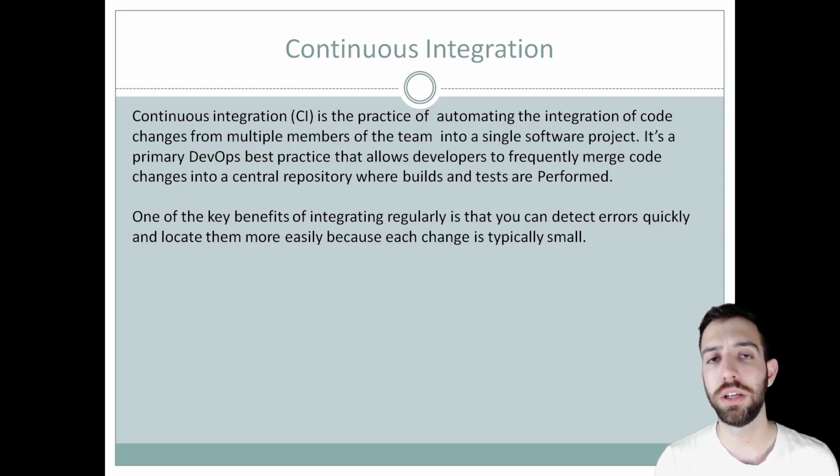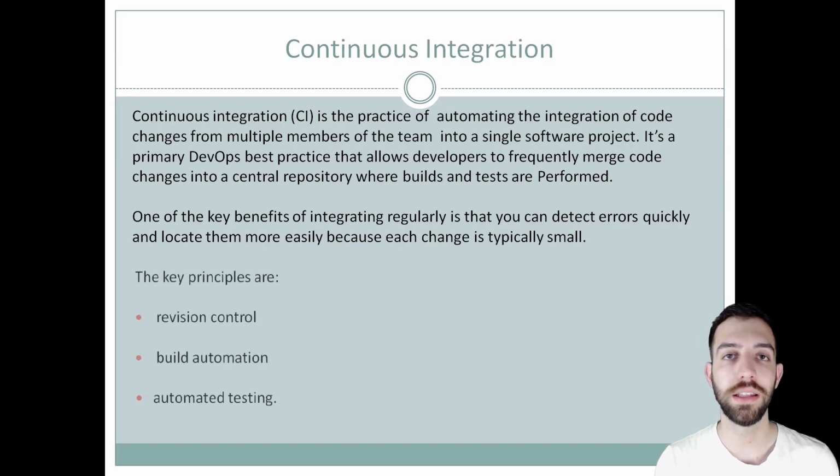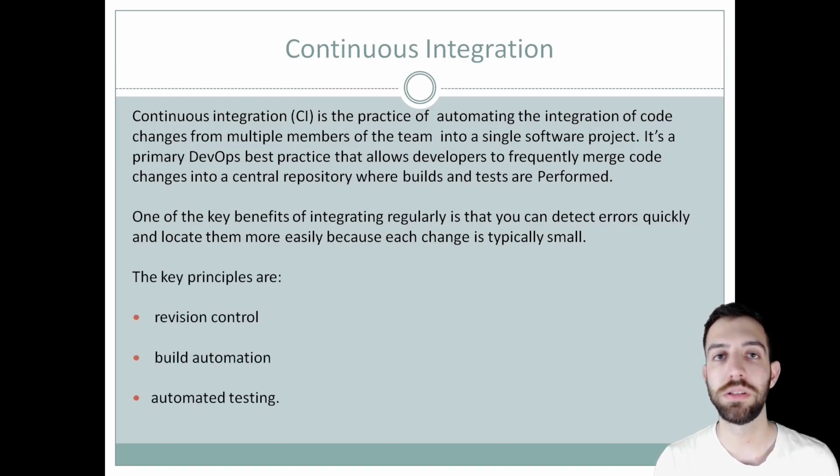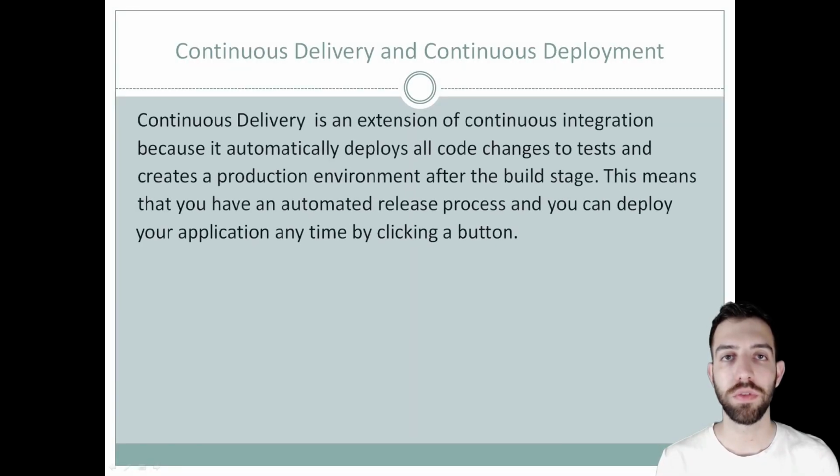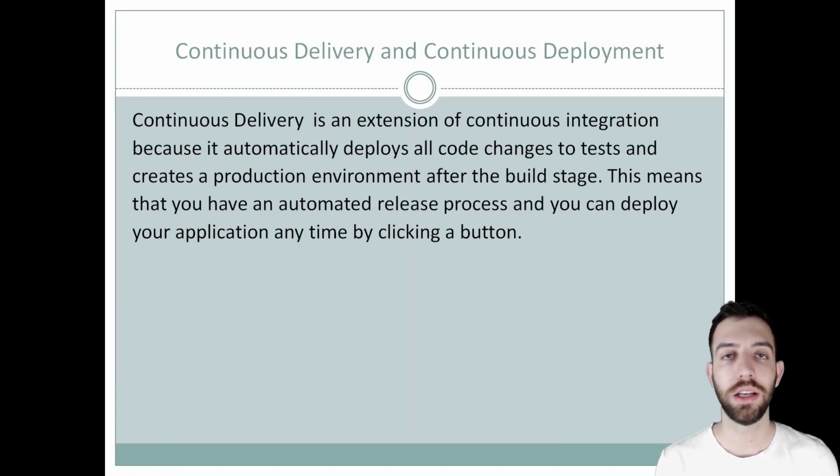Through the years, continuous integration has become the best practice for software development, and it is guided by a set of key principles, which are version control, build automation, and automated testing. Continuous delivery is an extension of continuous integration because it automatically deploys all code changes to a test and production environment after the build stage. This means you have an automated release process, and you can deploy your application whenever you want by clicking a button. With continuous delivery, you can decide to release daily, weekly, or monthly.